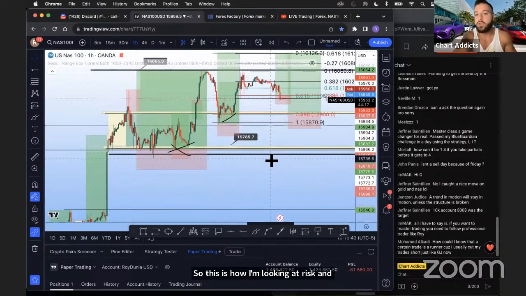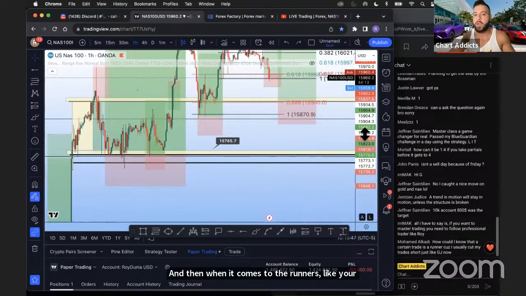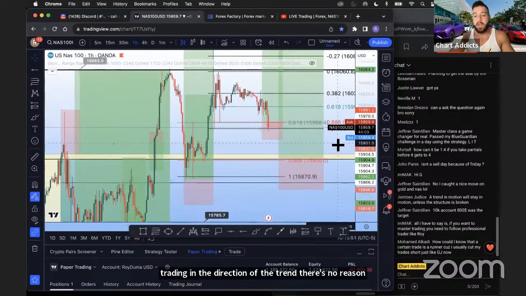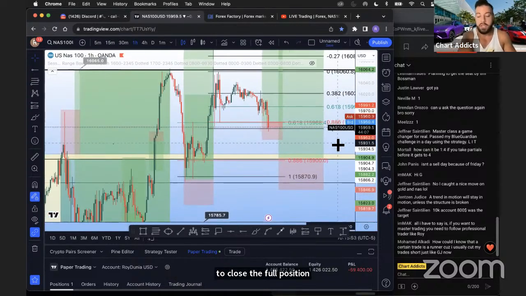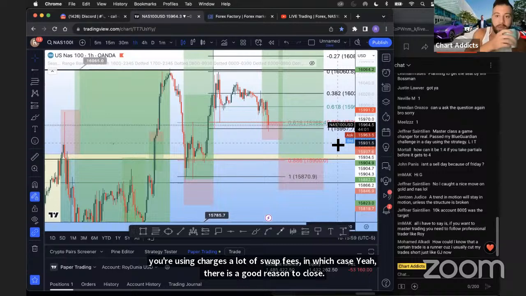And then when it comes to the runners, like your question, Mohammed, it's basically just if you're trading in the direction of the trend, there's no reason to close the full position. Unless, obviously, the broker you're using charges a lot of swap fees, in which case, yeah, there is a good reason to close. It's called not getting rigged by swaps.